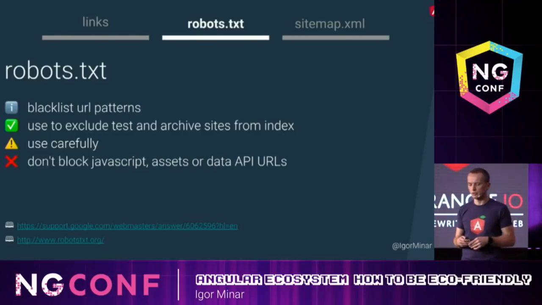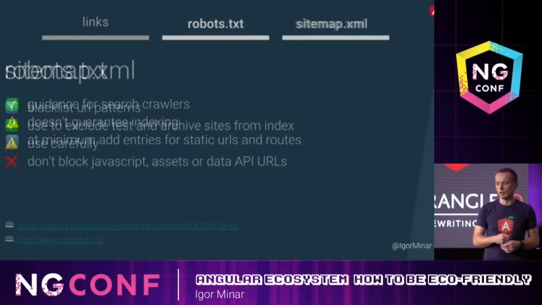And one thing that is important when you're building a JavaScript application is that you should make sure you're not blocking any of the assets, because the crawlers will need all the assets, not just the public URLs, but also any kind of images, any kind of CSS and JavaScript to render the page and then index it. So make sure these are not blocked.